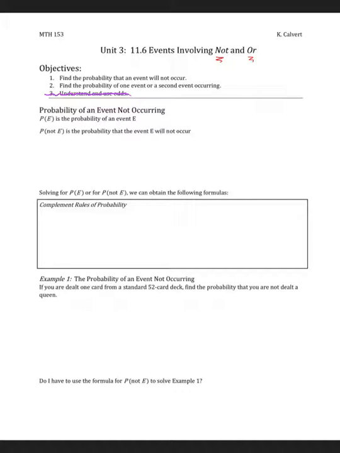So the probability of an event not occurring. We know P of E is the probability of an event E. Well, we say P of not E is the probability that the event E will not occur. So if we take the probability that an event will occur and we add it to the probability of the event not occurring, together they equal 1. We're going to call these two things complements because together they add up to 1.